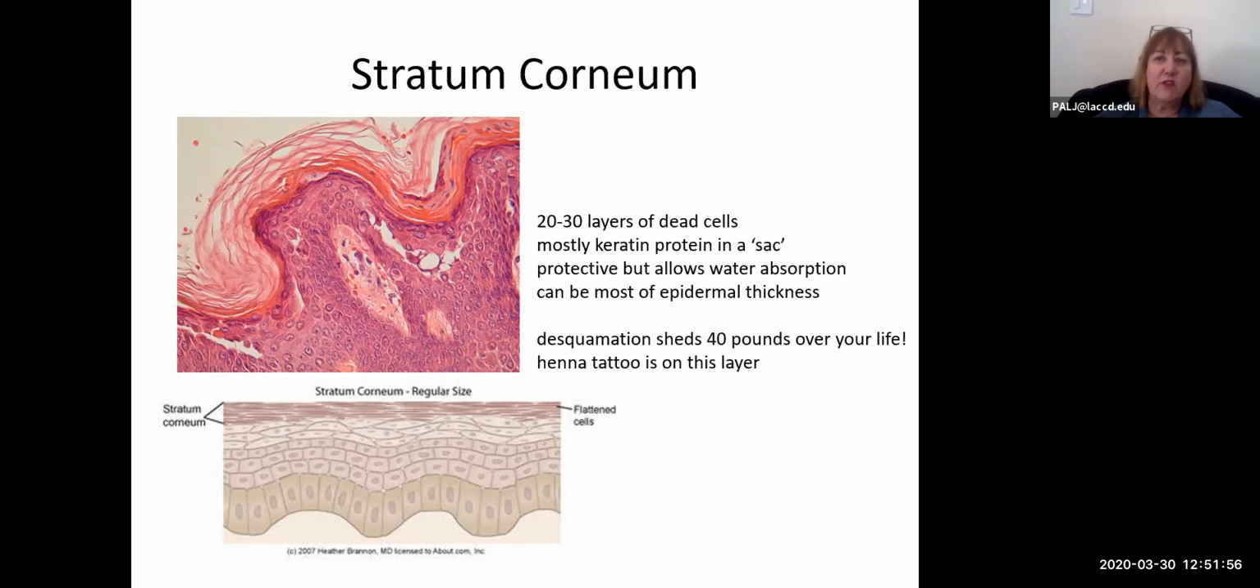Okay. And for those of you who are getting henna tattoos, the henna tattoo is only going to the stratum corneum, which is why the henna tattoo disappears in a week to 10 days. If you want it to last longer, you want to buff your skin before to get rid of the more superficial layers of the stratum corneum, so it would go into the deeper layers.